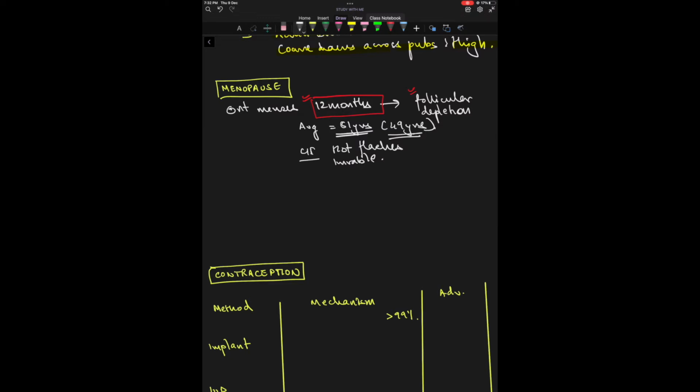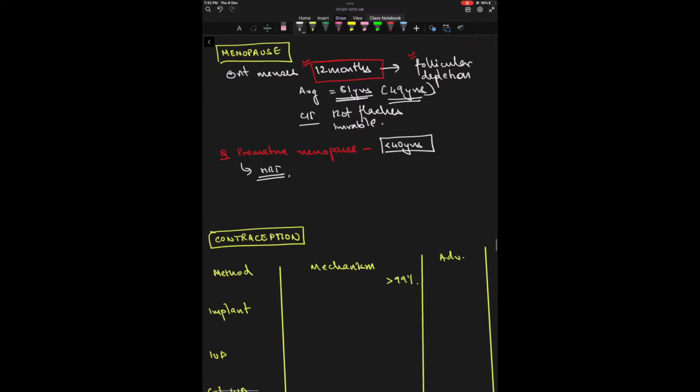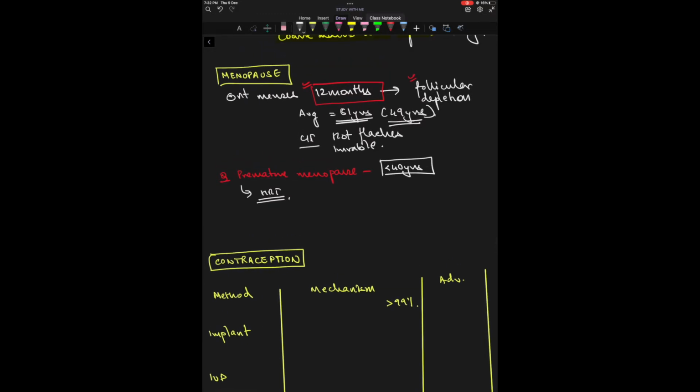Very important point is premature menopause. Premature menopause is defined as cessation of menses before 40 years of age. Remember, this is an indication for HRT. There are very few indications for HRT. Now we don't give HRT to all menopausal, postmenopausal females because of risk of cancer. Therefore, remember this point. Then how will we diagnose menopause? There will be increase in FSH followed by increase in LH.